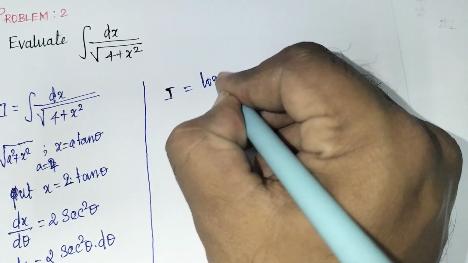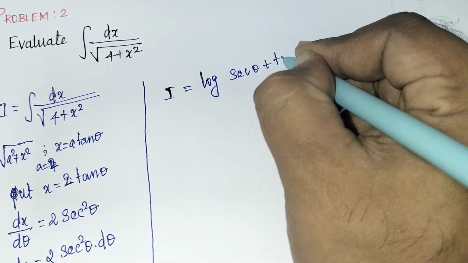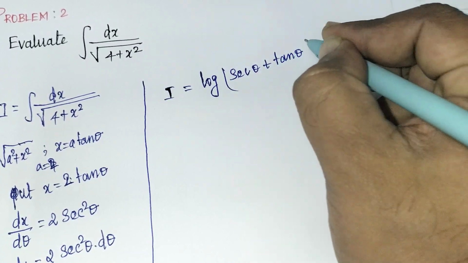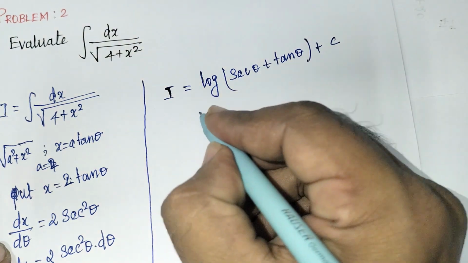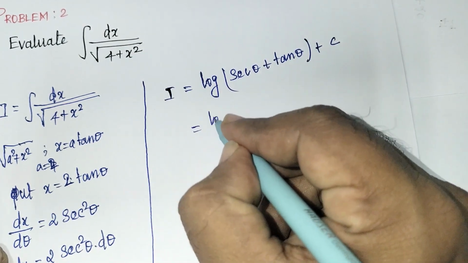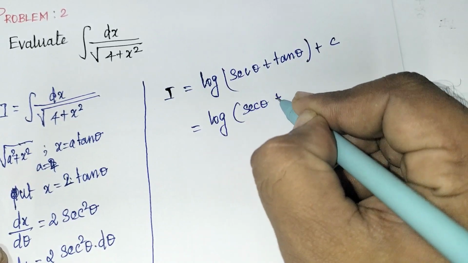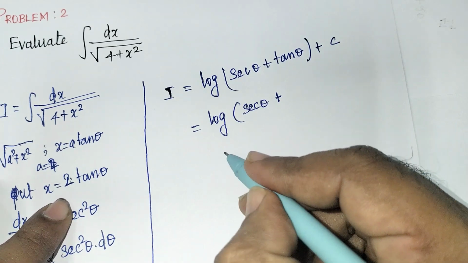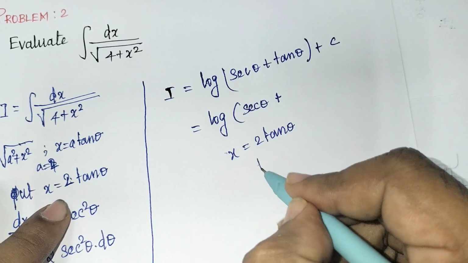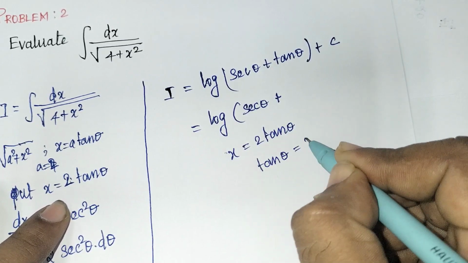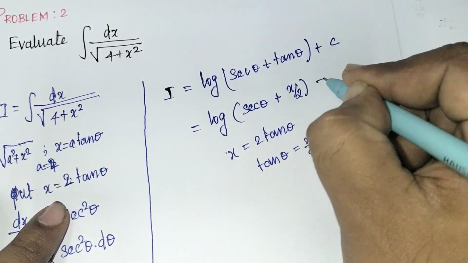We can write log of secant theta plus tan theta. Log of secant theta plus tan theta plus c, right? So we can write log of secant theta plus this tan theta. I am going to write based on this value, x equal to 2 tan theta means tan theta equal to x by 2. Okay, here tan theta will be replaced by x by 2 plus c.